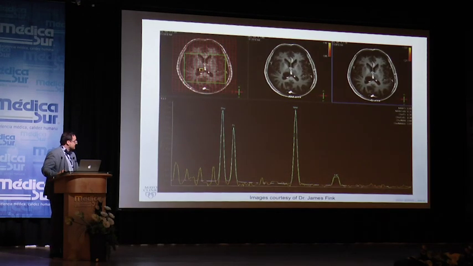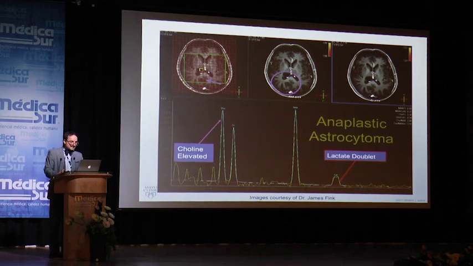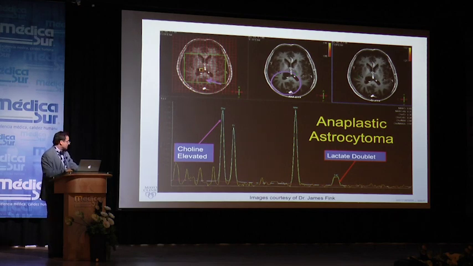This is an example of a spectroscopy on a patient with a non-enhancing lesion. You can see right here is the tumor. Right here, no enhancement. Again, no enhancement. We did an MR spectroscopy on this particular case. You can see very high choline peak and also normal NAA peak.